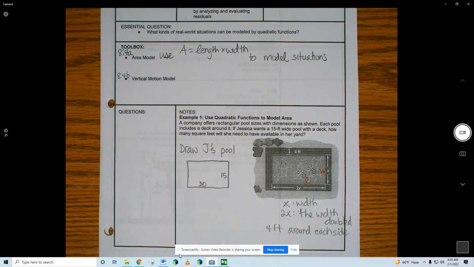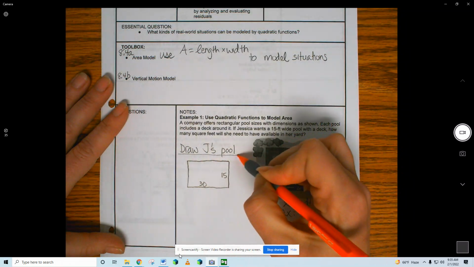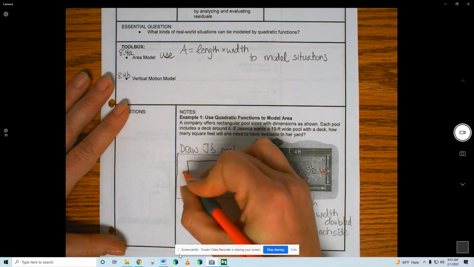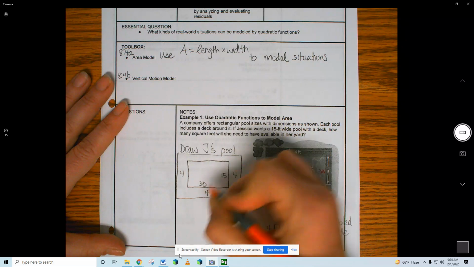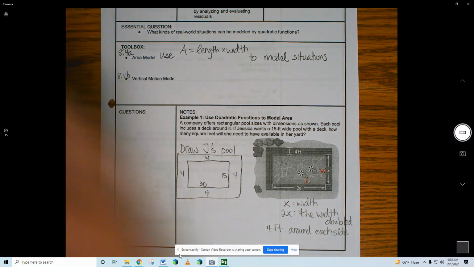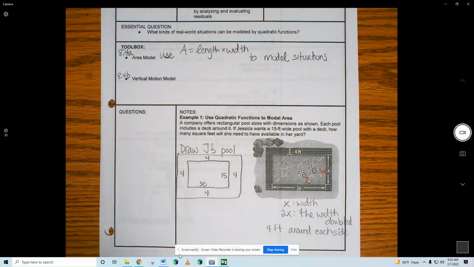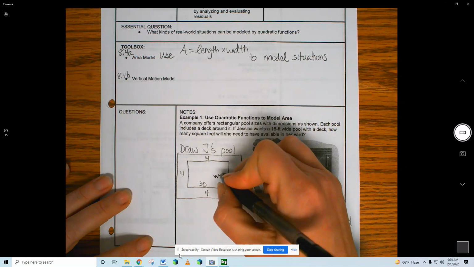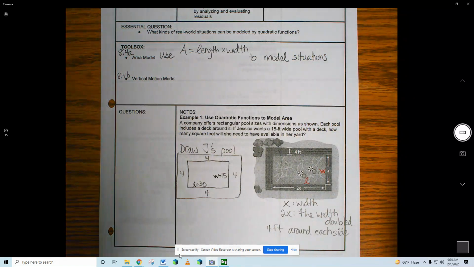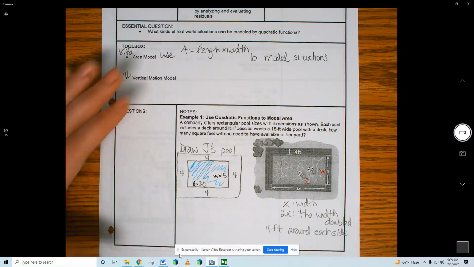4, 4, 4. So that adds 4 to each side. So now I'm going to have you draw an even bigger border around it, 4 here, 4 here, 4 here, and 4 there. Right? So now I'm going to ask you, if my width is 15 and my length is 30, of just the pool in the middle, there's the pool.